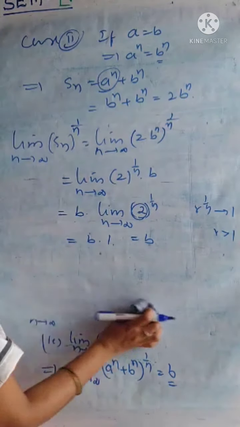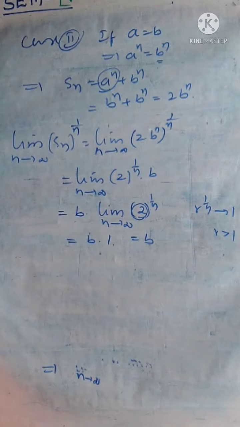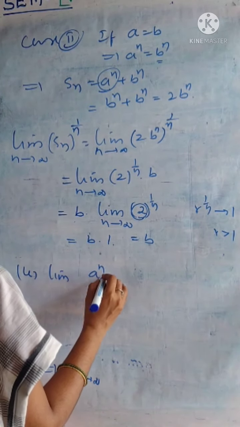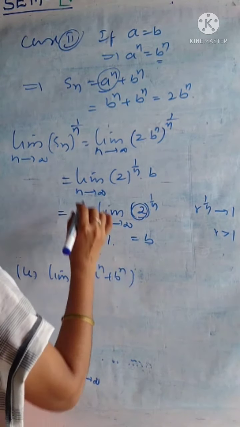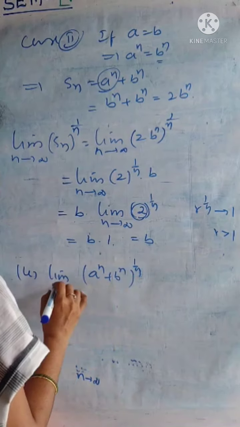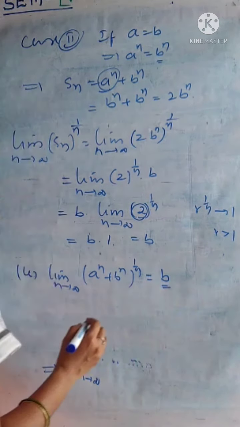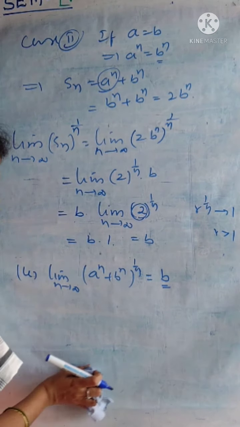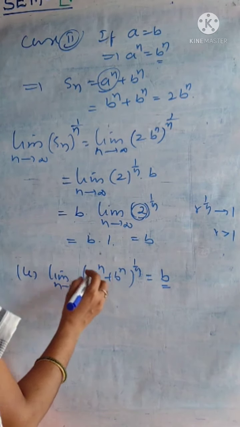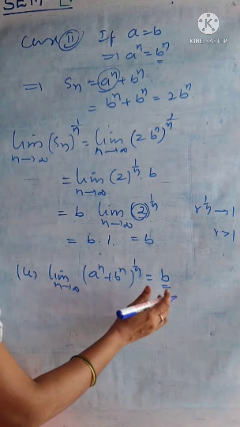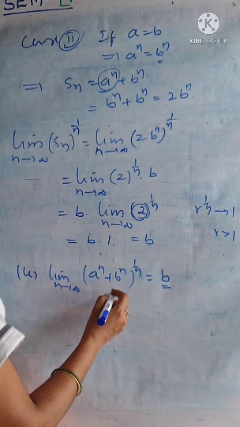Here also, what is Sn here? The limit of (a^n + b^n)^(1/n) when n tends to infinity is b. From case 1 and case 2, it is clear that the limit of (a^n + b^n)^(1/n) when n tends to infinity is b, which is the biggest value.